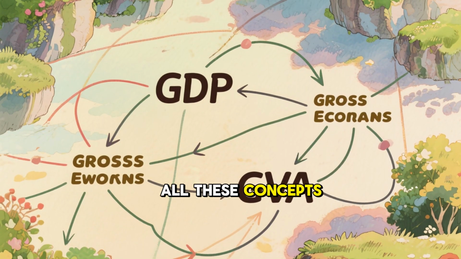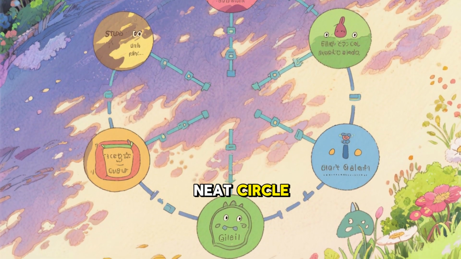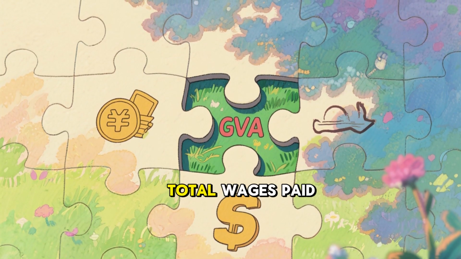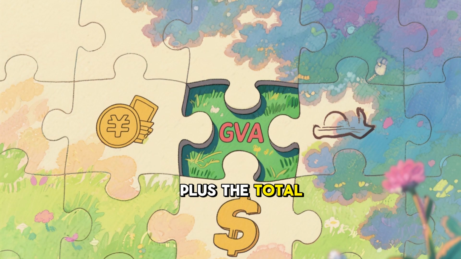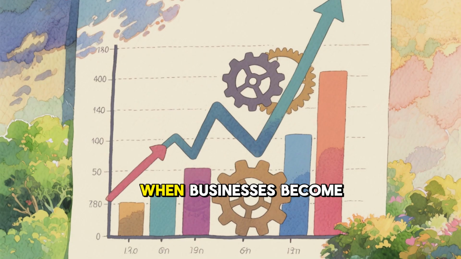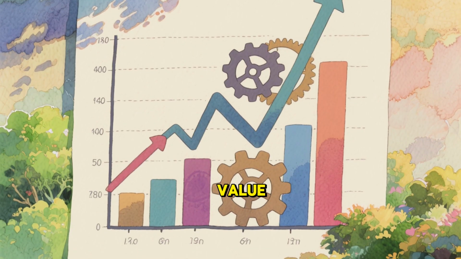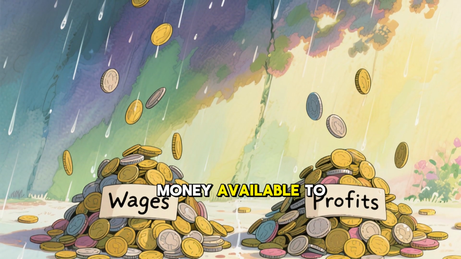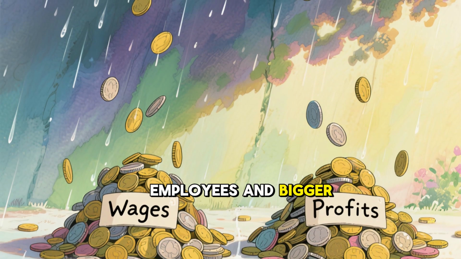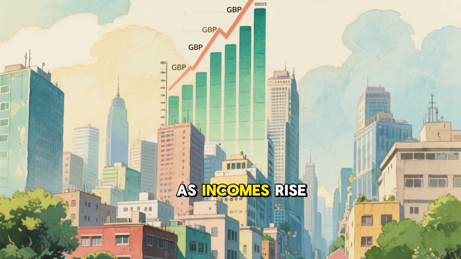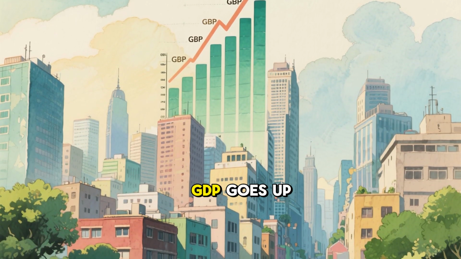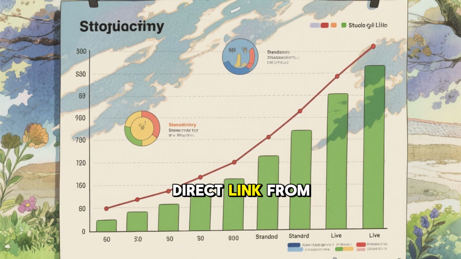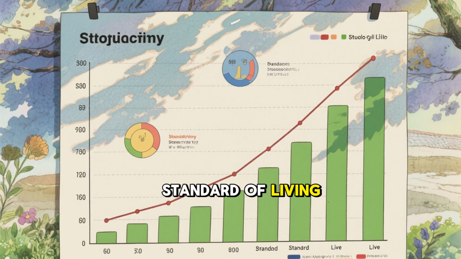So, how do all these concepts connect? It's a really neat circle. Gross value added is a crucial part of the puzzle because it's roughly equal to the total wages paid to workers plus the total profits earned by the business. When businesses become more efficient and create more value, their GVA increases. This means there's more money available to be shared as higher wages for employees and bigger profits for the owners. As incomes rise across the board, the nation's total GDP goes up, which in turn boosts the GDP per capita. It shows a direct link from business productivity to our overall standard of living.